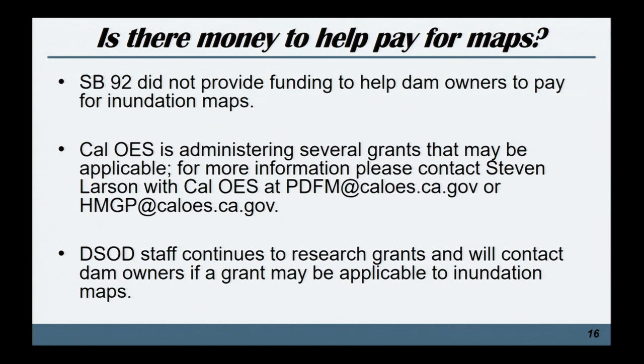So is there money to help pay for maps? SB 92 didn't provide funding to help owners pay for maps. Cal OES is administering some FEMA grants that may be applicable. For more information, you can contact them at these email addresses on the screen. I think it's probably also on Cal OES's website. I'm expecting some questions on that later, so we can talk about that more during the Q&A panel. DSOD sent an email to owners, I believe in September, about some potential grant opportunities that we thought would be applicable. We'll continue to research grants as we hear of them and contact owners if we think it would be helpful.